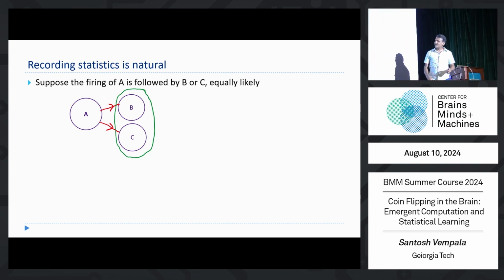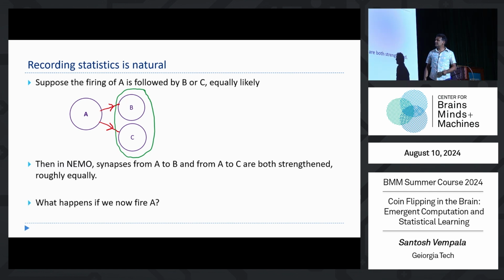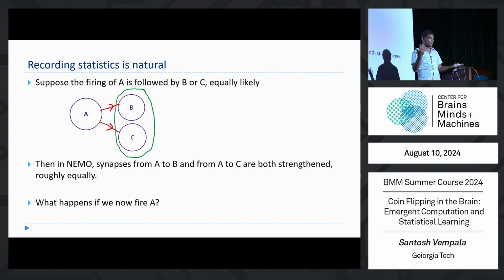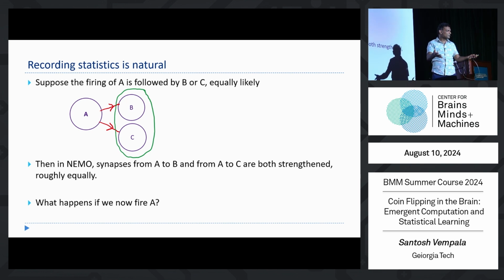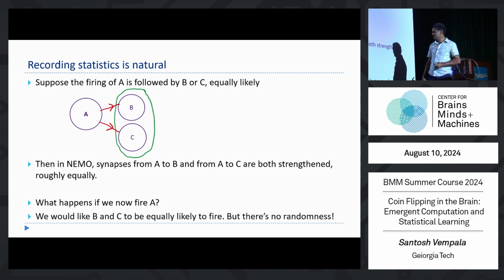But what we'd like is that if we now fire A, B fires the fraction of the time that we saw that, and C fires the fraction of the time we saw that, right? That would be nice. But it's deterministic, so that's not going to happen. It will be some subset. It might not even be either of these. So there's no randomness. We need randomness. We can't produce randomness out of nothing. I mean, that's a theorem, right? We need randomness somewhere to be able to make a probabilistic choice.